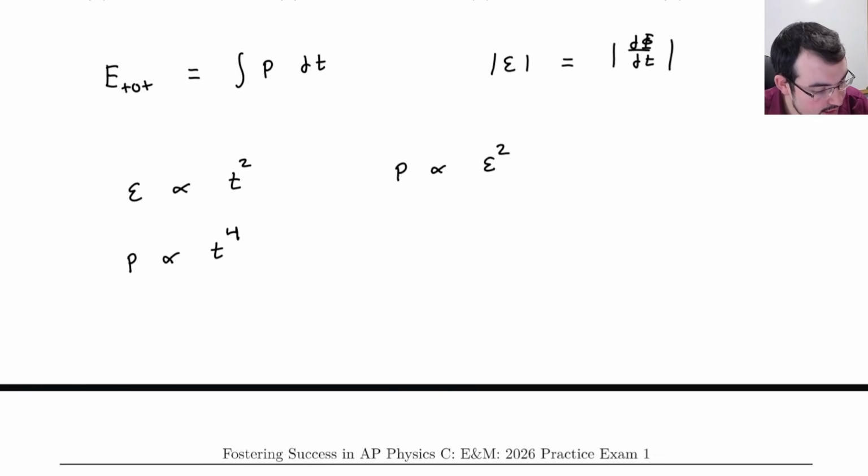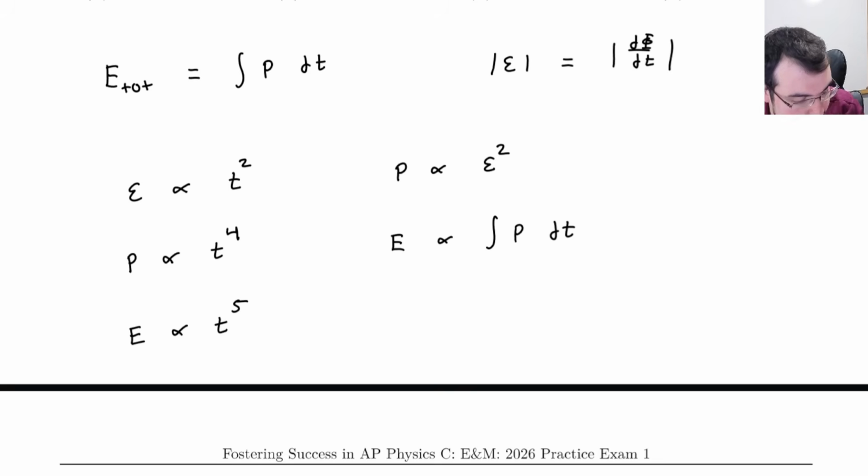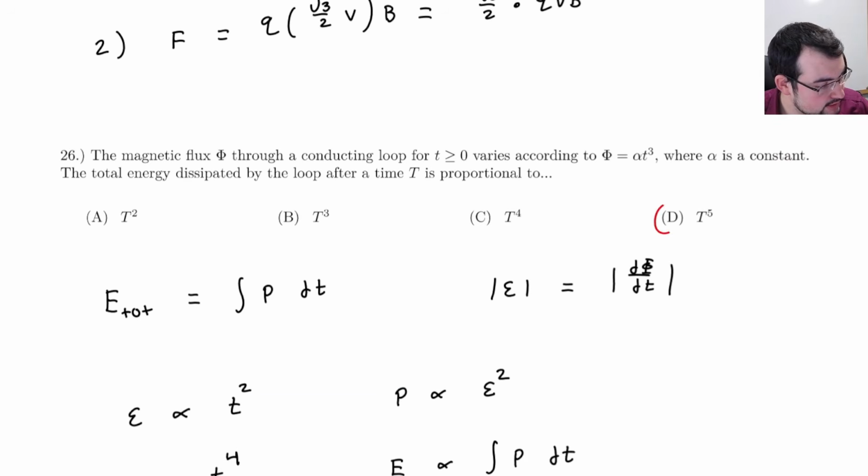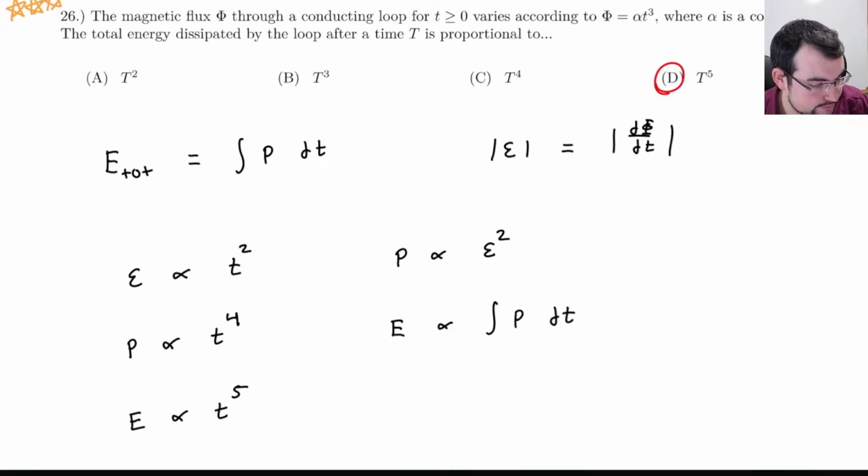And then we also know that total energy is going to be proportional to the power integrated. So if I integrate a fourth power, I would get my energy is proportional to the fifth power. So that's quite a difficult chain of reasoning here, but that does get us to t to the fifth. Probably not a surprise that I would call this 3 star.